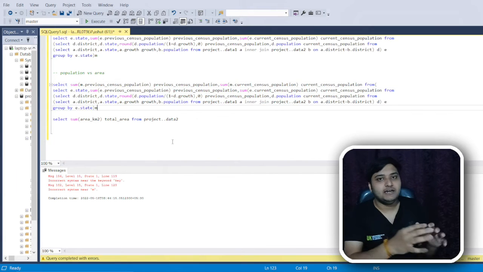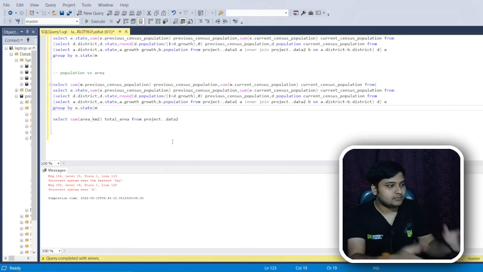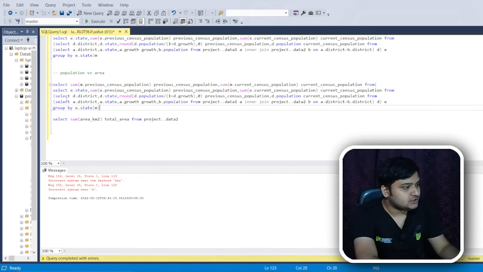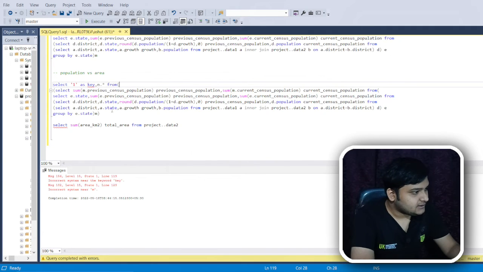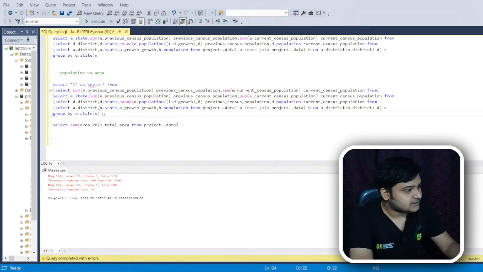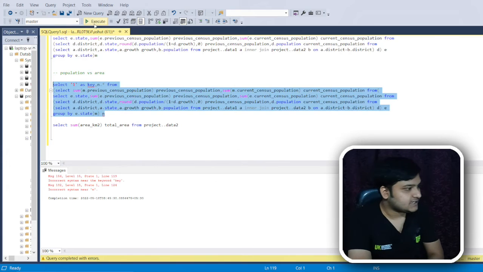So we would need to add a common key into both the tables so that we can join both the tables and divide the numbers. So let us see how to do that. I would write this into a subquery and do a select. I would provide 1 as key. So 1 would act as a key, and I would do n dot star, and the entire subquery I would rename as n. So let us run the query and see what output we are getting.